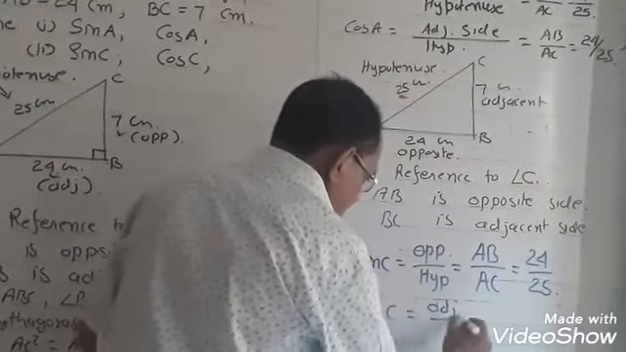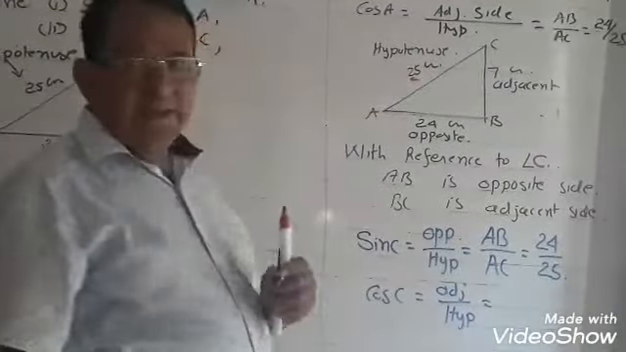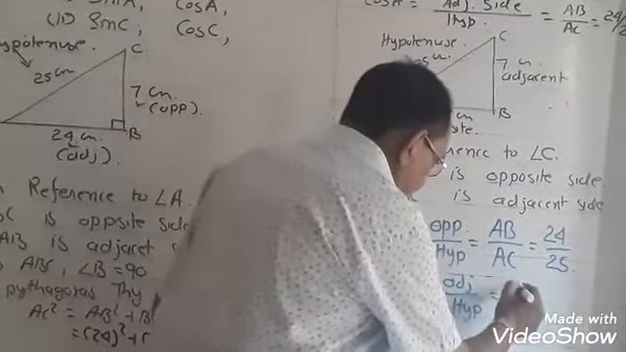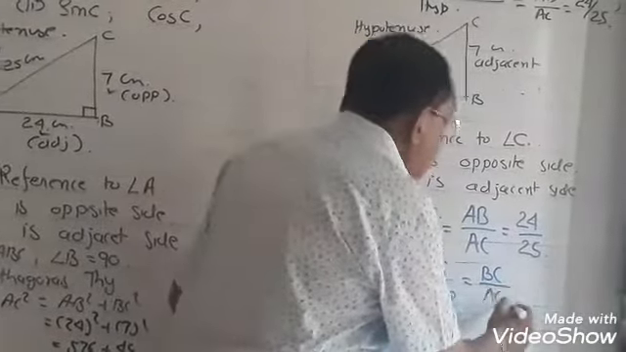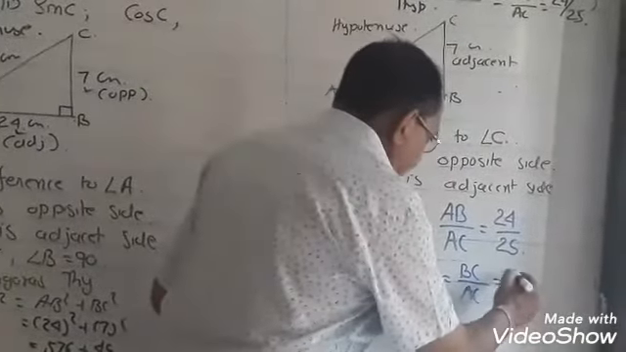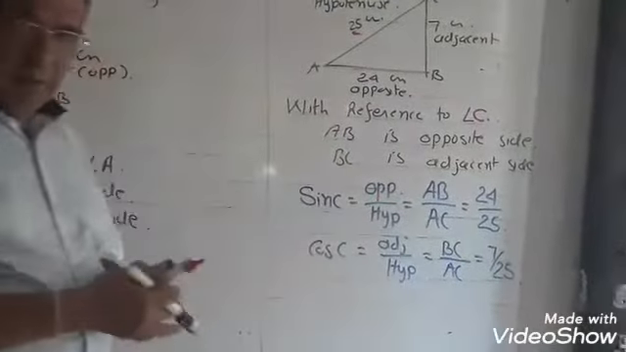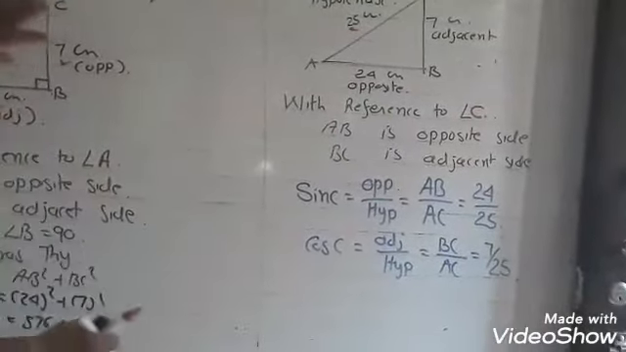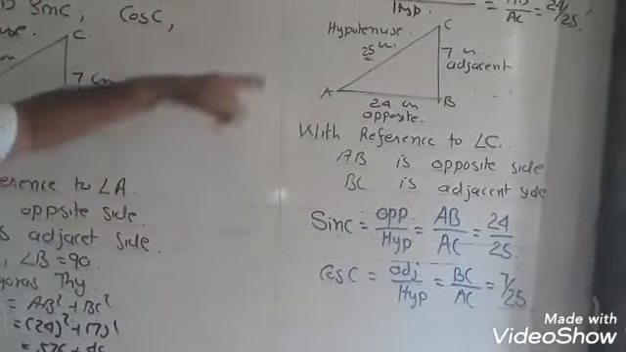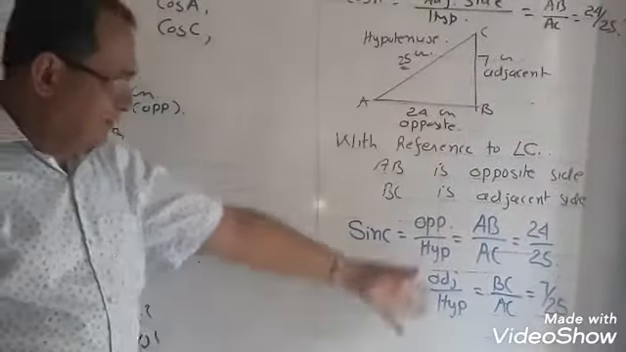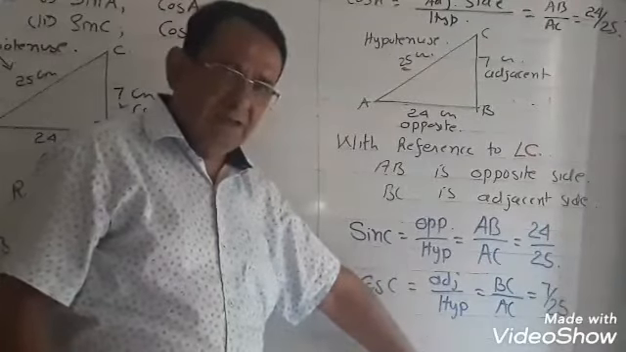Adjacent upon hypotenuse. What is your adjacent side? BC. What is your hypotenuse? AC. 7 upon 25. That is your answer. Very simple. Find the two sides. From two sides you will find the third side. Then find the ratio. That is your answer. Clear?